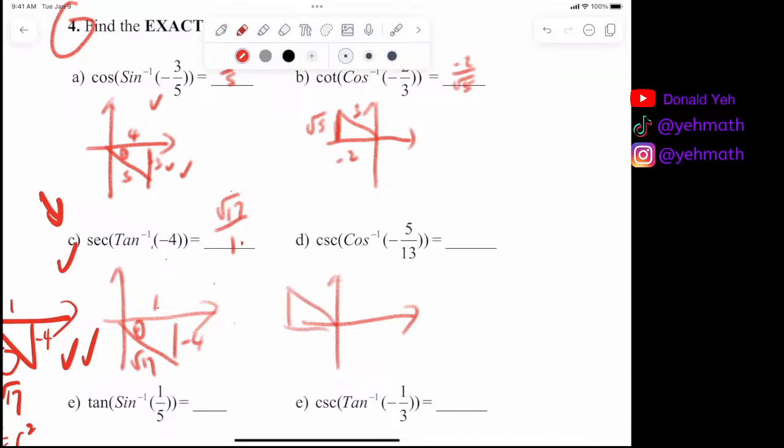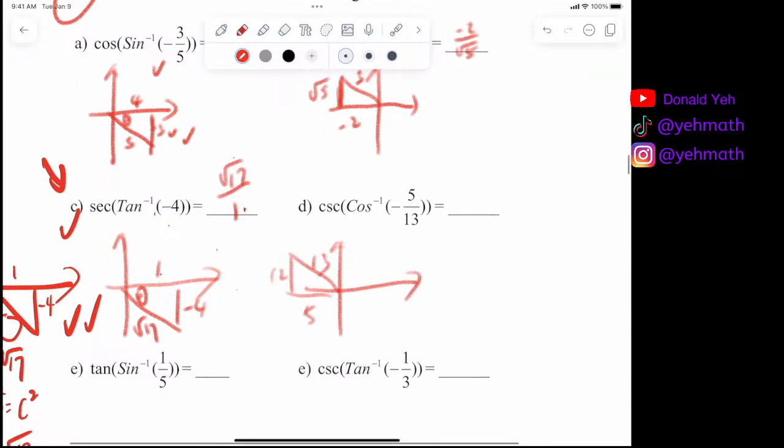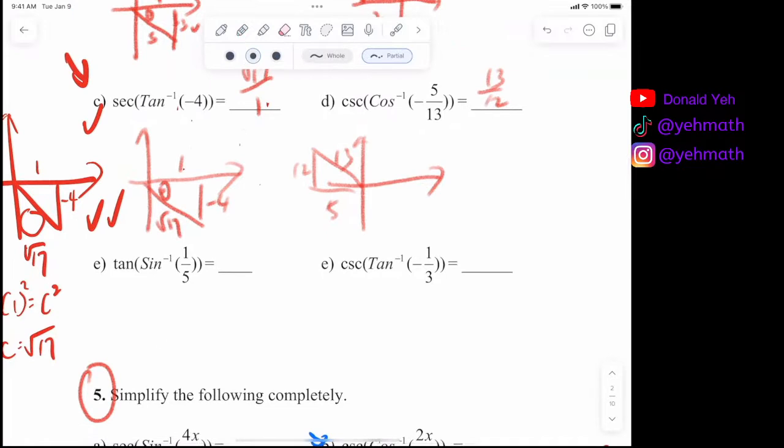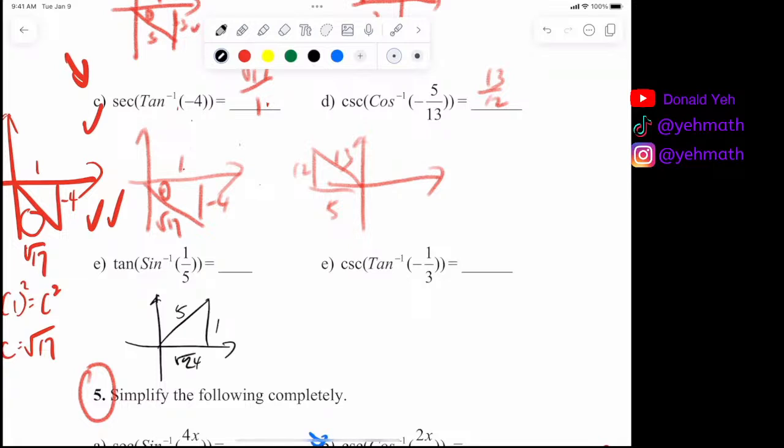Negative, I think. 5, 13, 12. This is a 5, 12, 13 triangle. 13/12. Good. 1/5. So this is like a speed run. 1, 5, square root 24. Theta. Tangent is going to be 1 over square root 24. Is that okay? Yeah. Speed run.